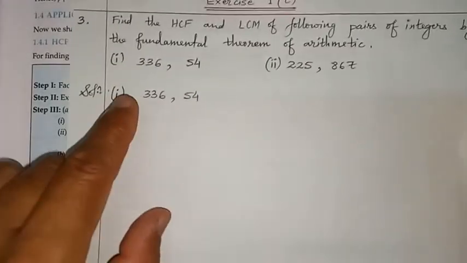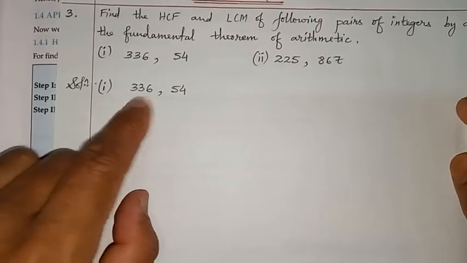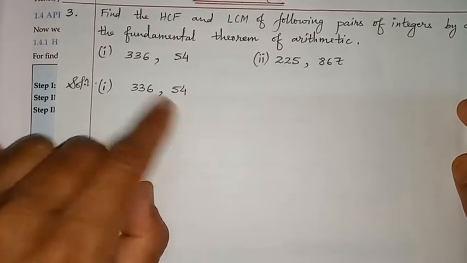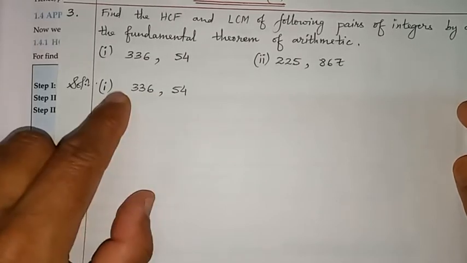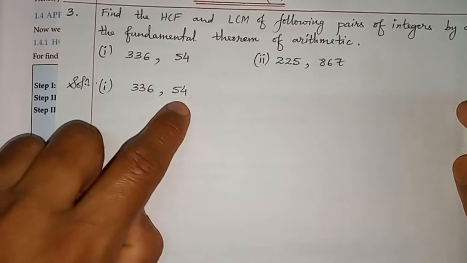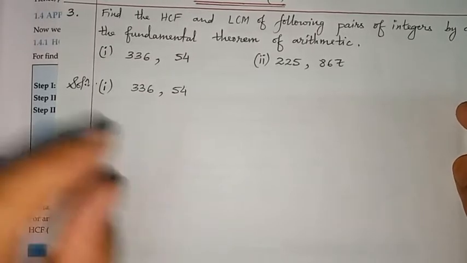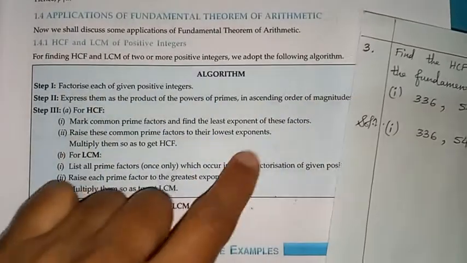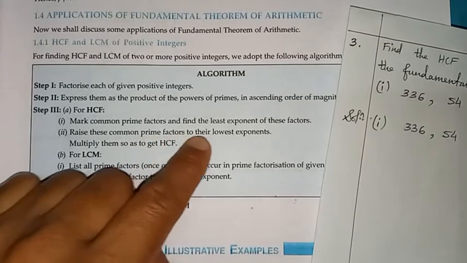So suppose 2 is a prime factor present here and 2 is also present here, then you see which one has the lower exponent, means power. Suppose here it's 2 cube and here 2 square, so 2 square is smaller, take 2 square. Okay, means mark the common prime factor with the lowest power. Then raise this common prime factor to the lowest power.